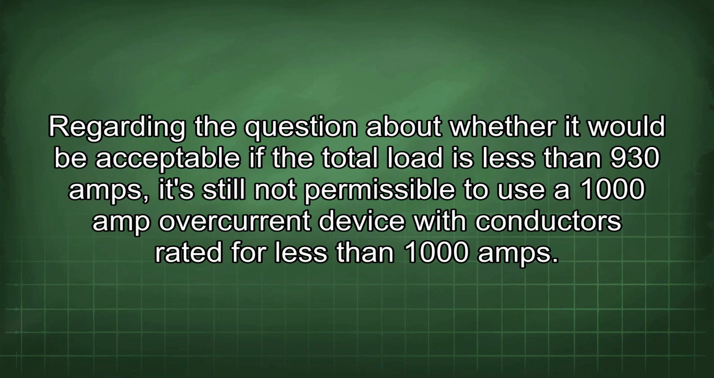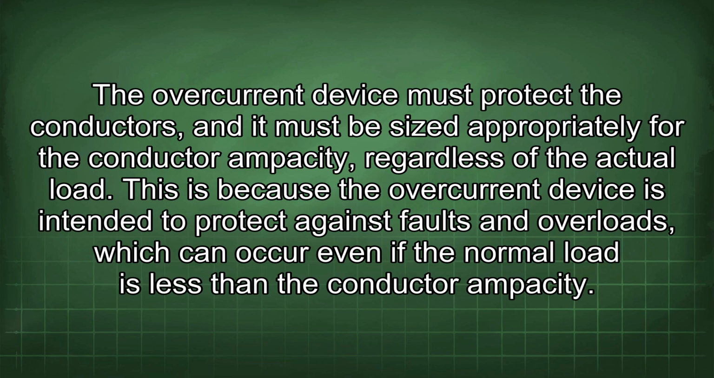Regarding the question about whether it would be acceptable if the total load is less than 930 amps, it's still not permissible to use a 1000 amp overcurrent device with conductors rated for less than 1000 amps. The overcurrent device must protect the conductors, and it must be sized appropriately for the conductor ampacity, regardless of the actual load. This is because the overcurrent device is intended to protect against faults and overloads, which can occur even if the normal load is less than the conductor ampacity.